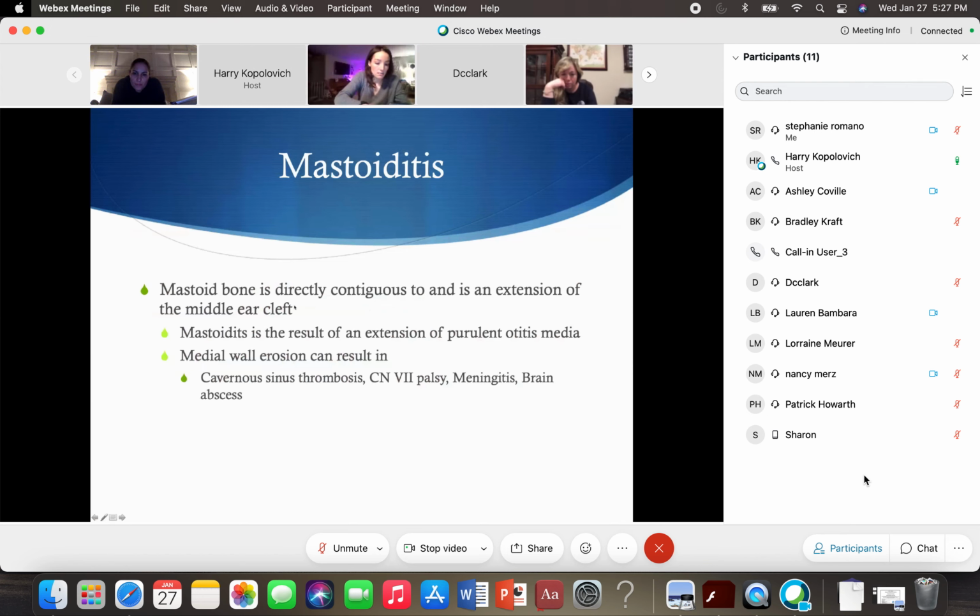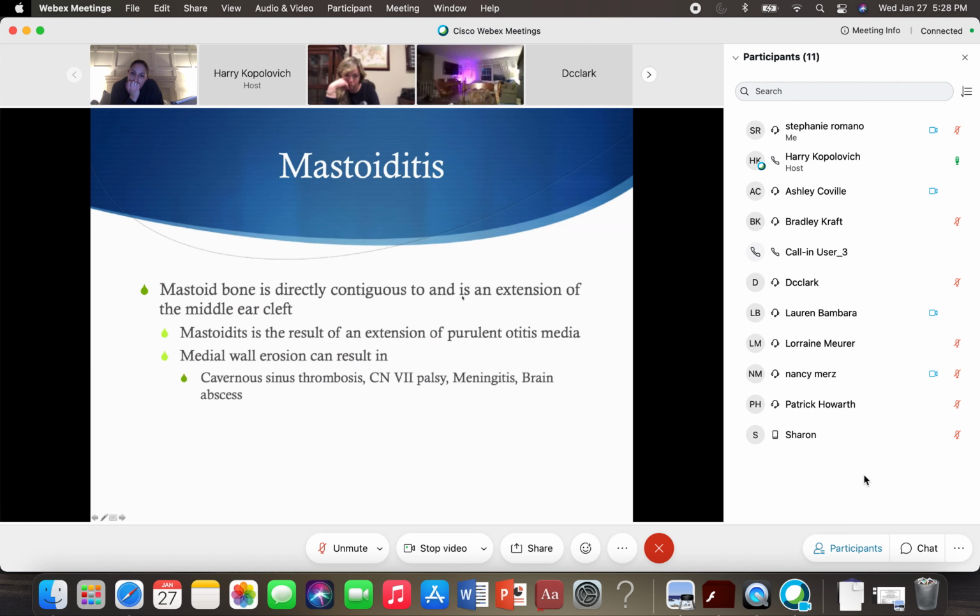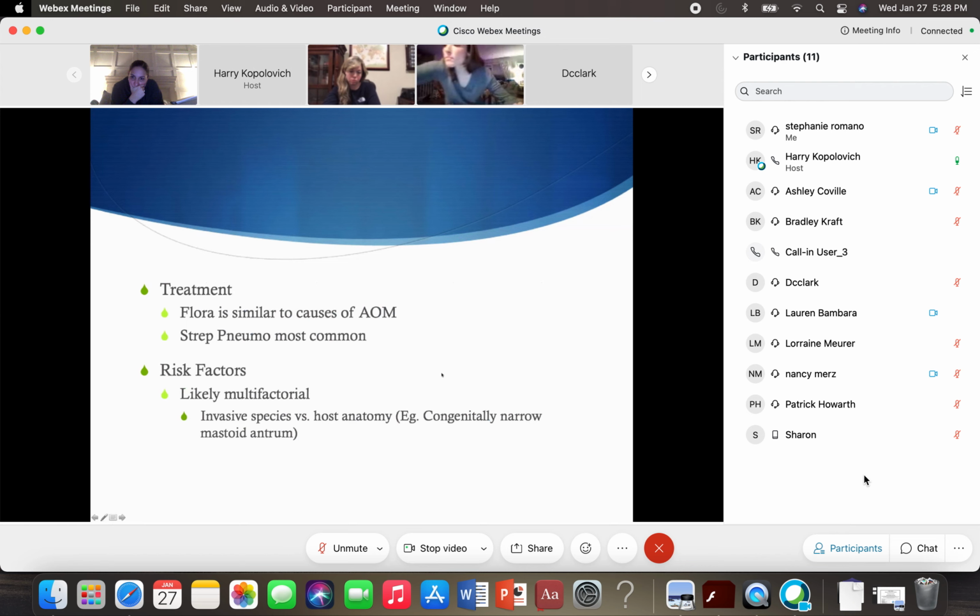So the mastoid bone is directly contiguous and is an extension of the middle ear cleft. Mastoiditis is really the result of either poorly treated or untreated otitis media. If otitis media is allowed to continue, you'll result in erosion of the medial wall, which can result again in cavernous sinus thrombosis, cranial nerve 7 palsy because it goes right in that area, meningitis, and brain abscess.